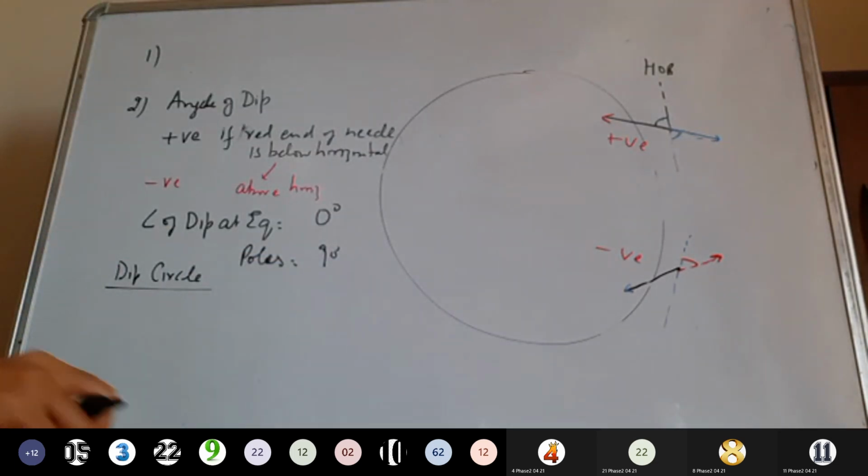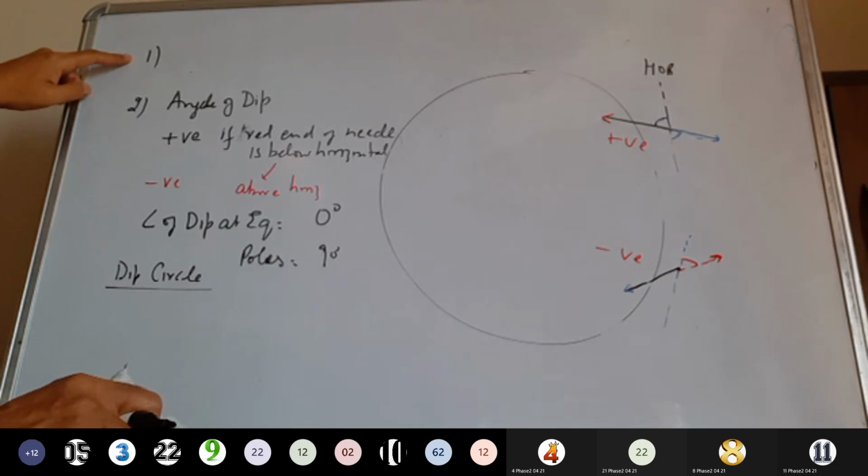Okay, third thing what we have. So first was magnetic variation, second is angle of dip. So these two define the direction. This one is defining the direction in the horizontal plane, this one in the vertical plane. So that direction has been defined.